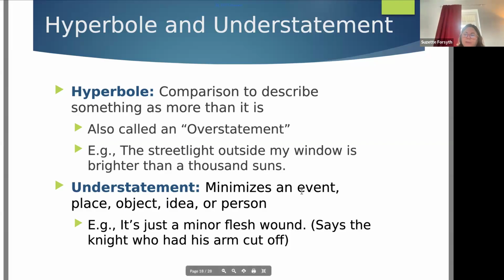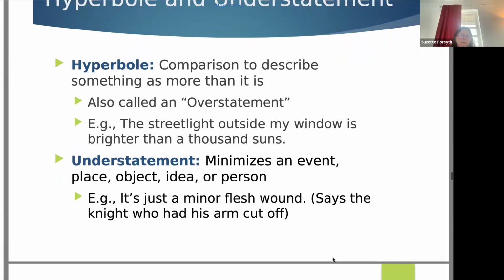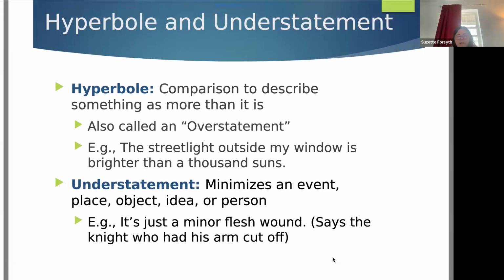And then the understatement minimizes it. So if I don't know how many people have seen Monty Python, where there is the Black Knight fighting and he keeps getting limbs cut off. And he makes this statement, it's just a minor flesh wound. Come on, come back and fight, and it's supposed to be funny. It's actually a satire, but it is also an example of understatement.